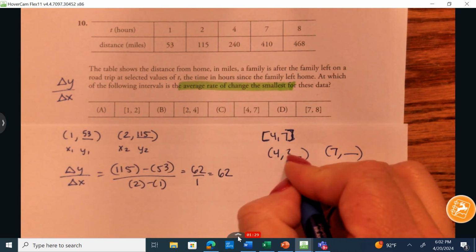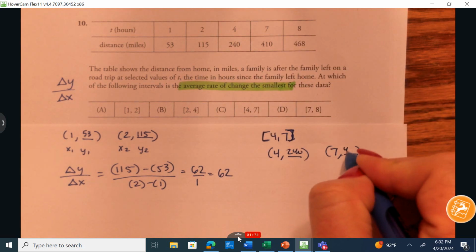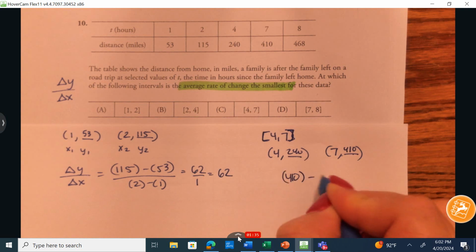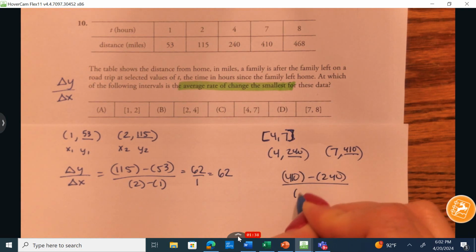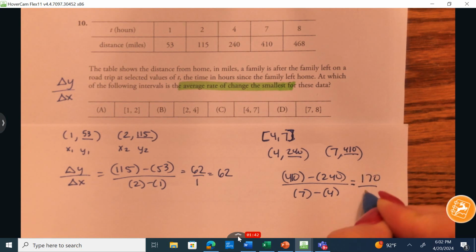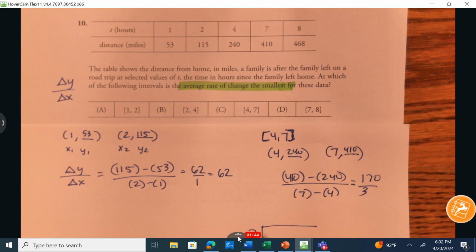So what does 4 correspond to? 4 is going to correspond to 240. 7 is going to correspond to 410. So this is my y sub 2 minus y sub 1 over x sub 2 minus x sub 1. I end up with 170 divided by 3. I come off to the side.